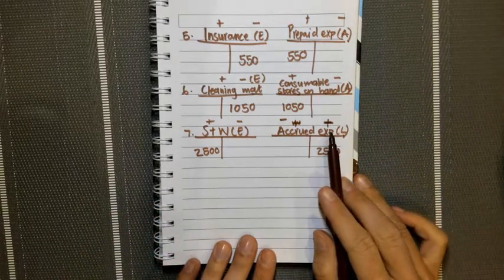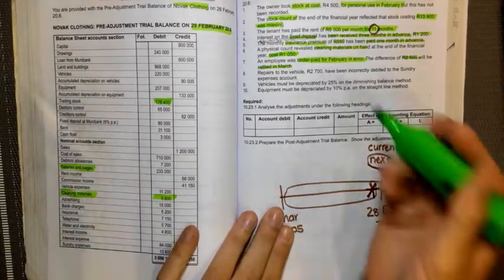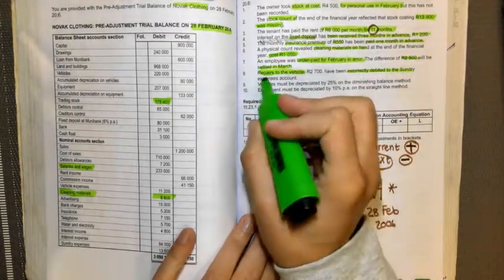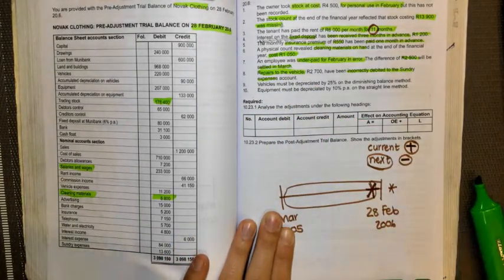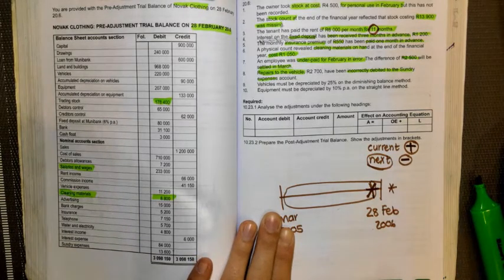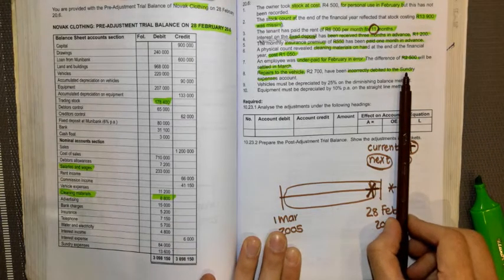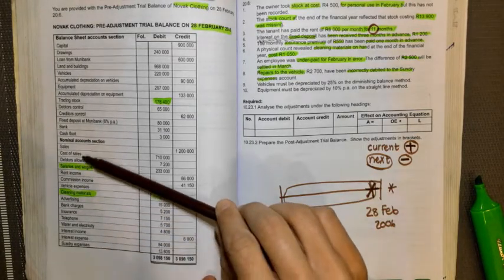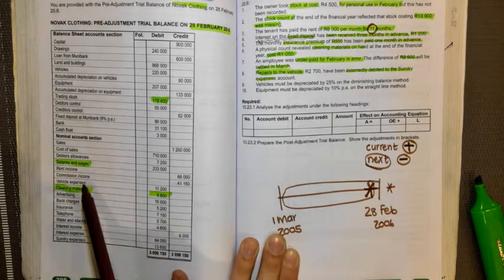We've got repairs to the vehicle that have been incorrectly debited to sundry expenses. This is just a normal correction of error. And correction of errors is so easy when it comes to adjustment. You minus it in the account where it shouldn't be, which is sundry expenses, and you add it to the account where it should be. Okay, if you look on your list of accounts, you will see that there is no repairs account in the pre-adjustment trial balance, but we've got vehicle expenses. So work with what we've got. We want to take it out of sundry and just move it up to vehicle.